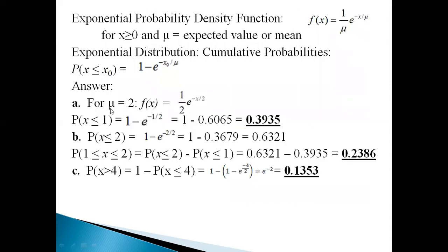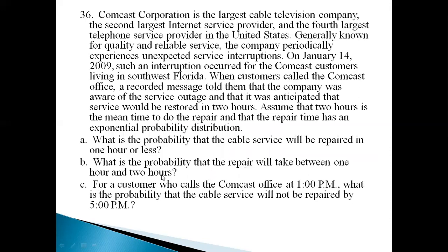So our first question was to find the probability of the cable service repaired in 1 hour or less. So first, with our mu equals 2, we can get the probability density function, plug in 2 for mu, and we have that. Now, if we want the probability of less than or equal to 1, we can use this equation. So we have 1 minus e to the minus 1 over 2. And basically what we use this for is to make sure we know that mu is 2. And so we plug that into our calculator, and we get 0.3935 for the probability x is less than or equal to 1.